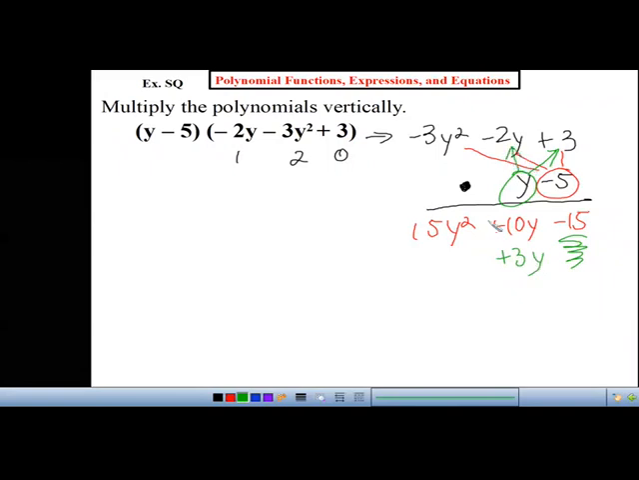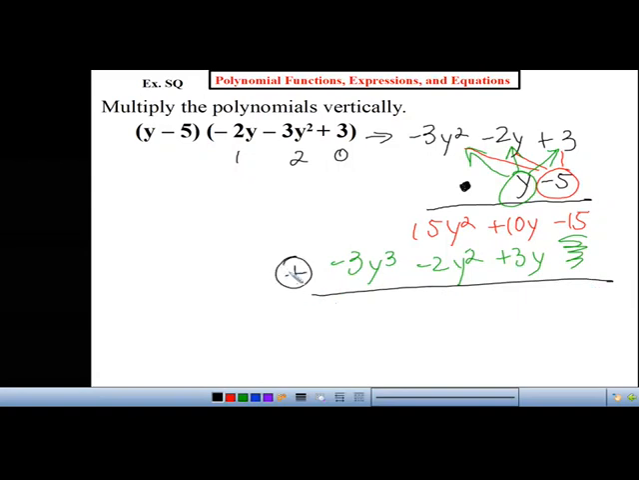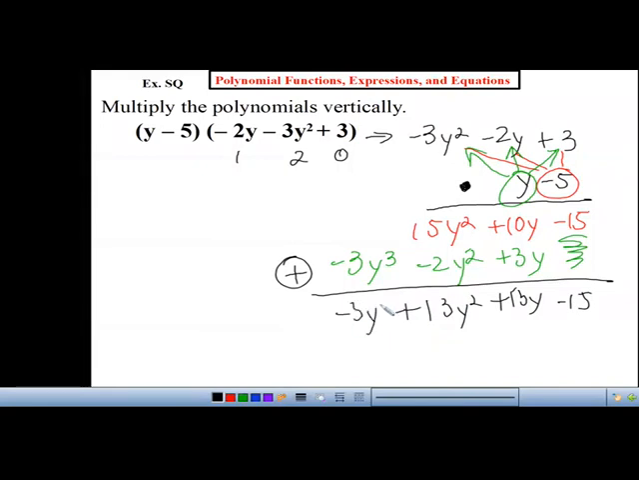Next, y times negative 2y. That's negative 2y squared. And lastly, y times negative 3y squared. That's negative 3y cubed. From there, we're done multiplying. What is next? We put a little combination sign right there because we need to combine. Bring down the negative 15. And this is positive 13y. And this one is positive 13y squared. And then we just bring down the negative 3y cubed.